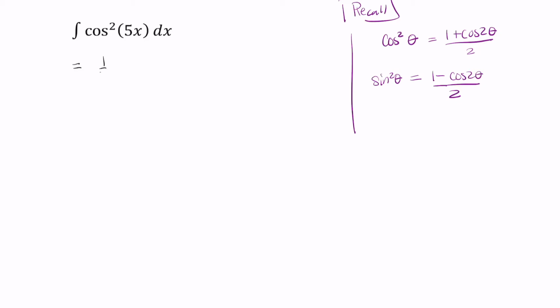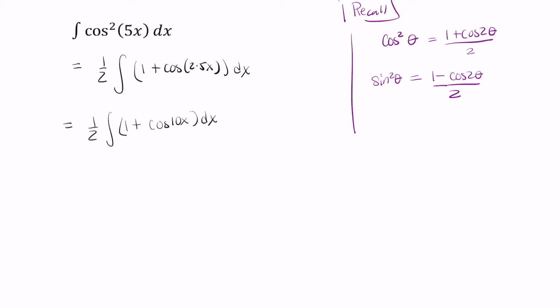So this becomes 1/2 times the integral of 1 plus cosine of 2 times 5x dx. So this is 1/2 times the integral of 1 plus cosine 10x dx. Now you can do this in your head, but if you struggle with the type of problems where you have a function inside of another function, let's just go ahead and manually compute this substitution.